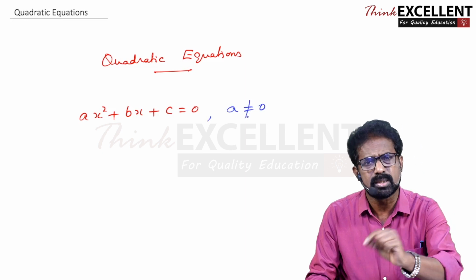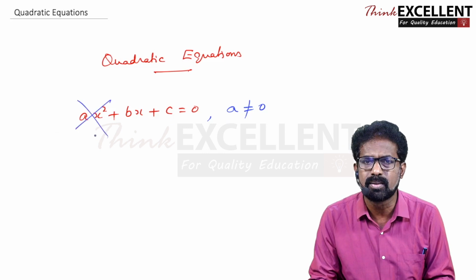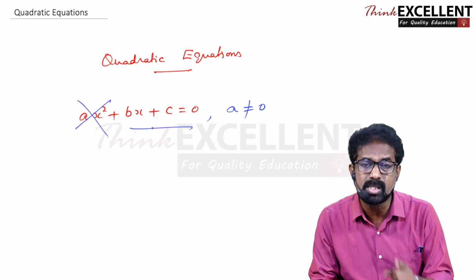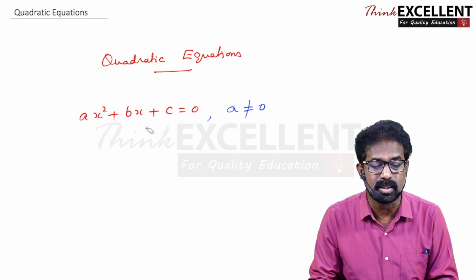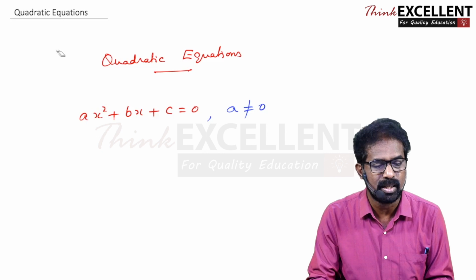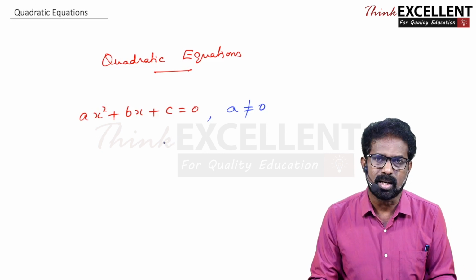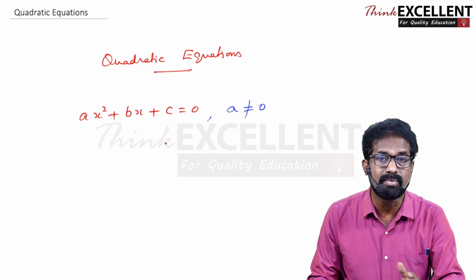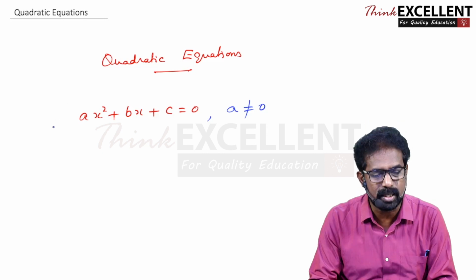Suppose a becomes 0, what happens? Suppose a is 0, the first term won't be there, right? Then the degree of the equation is 1, then it is no more a quadratic equation. That becomes a linear equation, right? So there is only one condition, a not equal to 0. b can be 0, c can be 0. It is not going to affect the degree of the equation, right? So this is the general form of a quadratic equation.